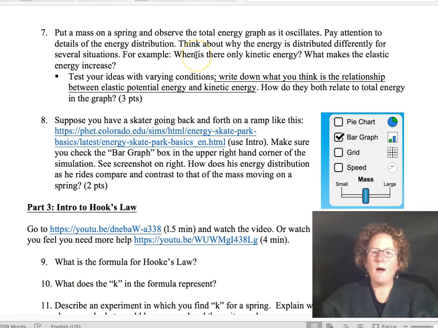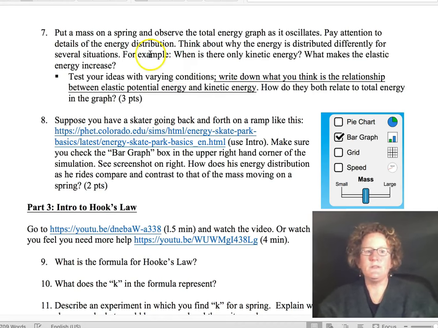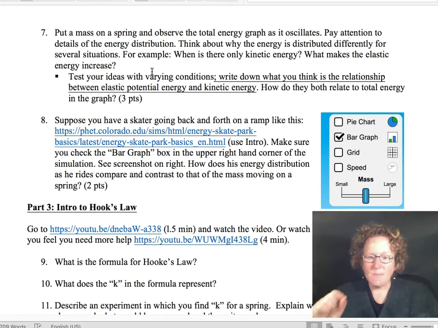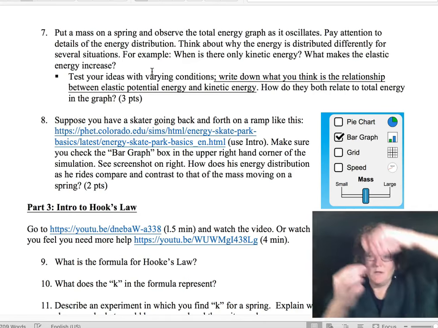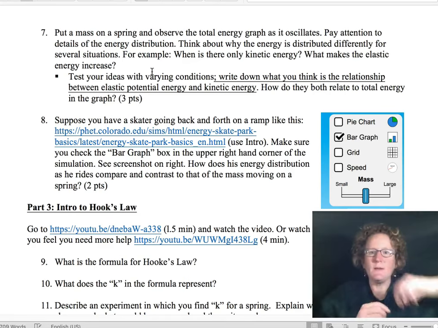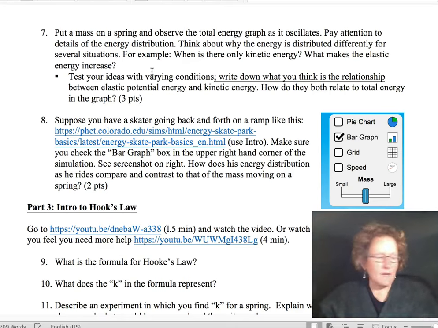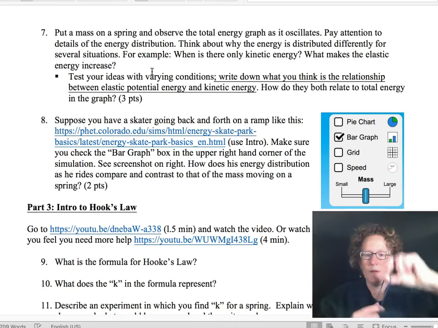So think about why energy is distributed differently for several situations. For example, when is there only kinetic energy? What makes the elastic energy increase? Make sure you test your idea with varying conditions. Write down what you think the relationship is between elastic potential, in other words, stretching that spring, and kinetic energy, that spring moving.